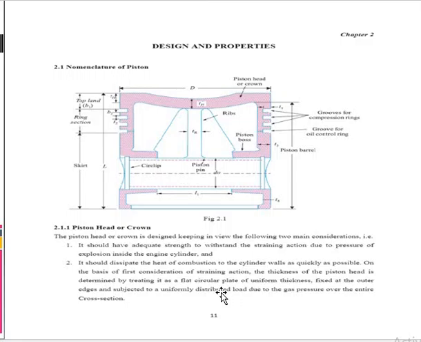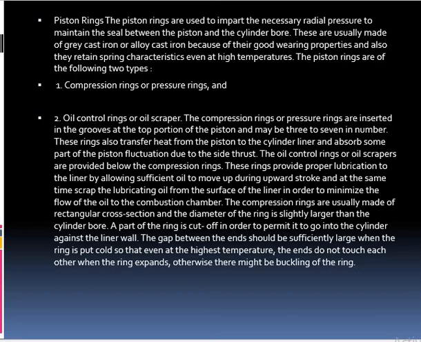The thickness of the piston head is determined by treating it as a flat circular plate, and we are going to design the piston that way. Next we will see what the remaining considerations are. Piston rings are used for the necessary radial pressure. We maintain that radial pressure and seal between the piston and the cylinder bore.